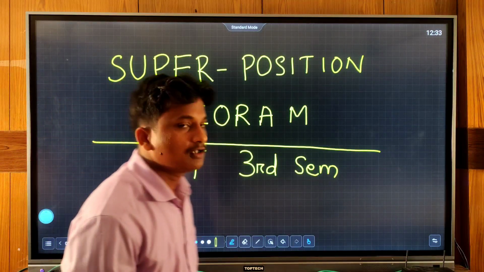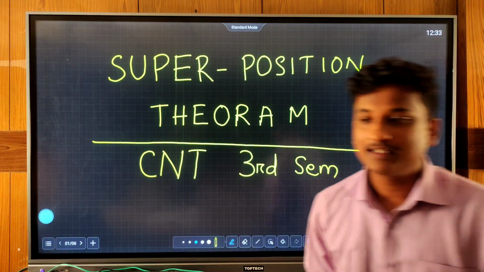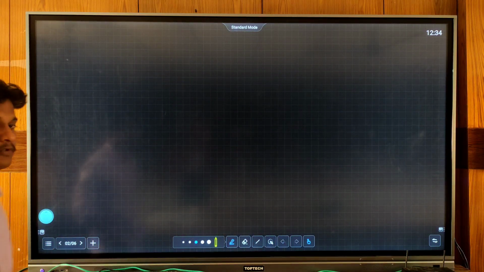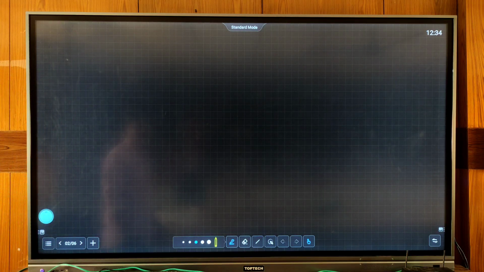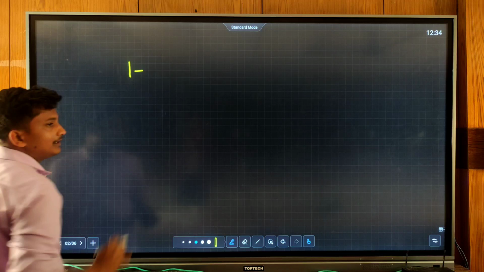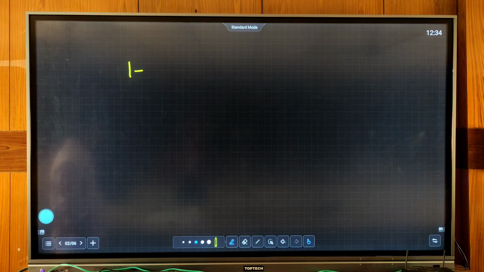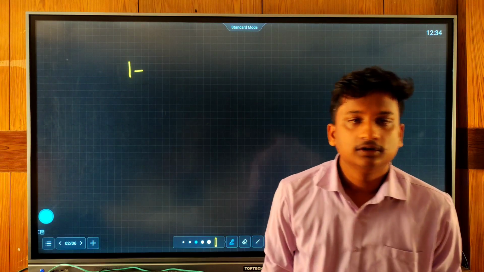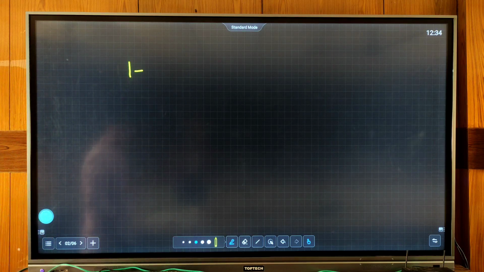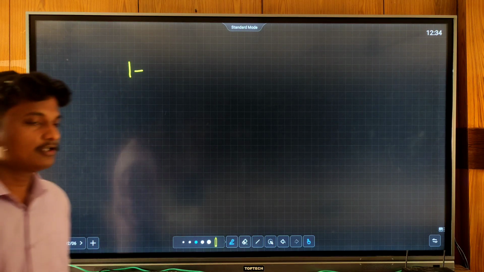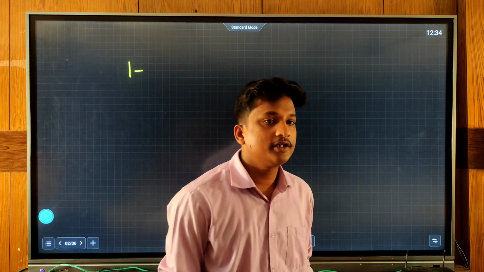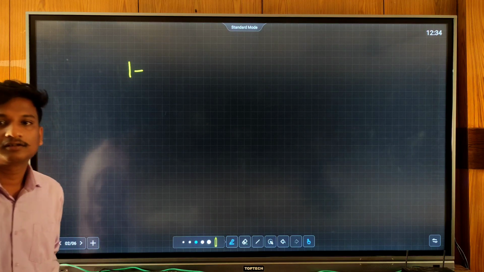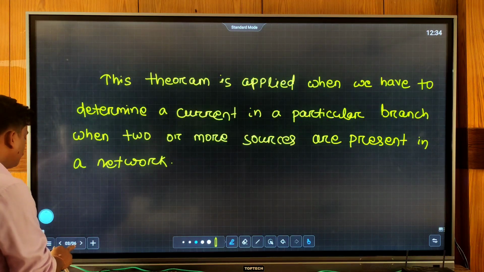So today we learn about superposition theorem, which is in our syllabus. So why do we use superposition theorem to solve a network? Basically, first, to determine a current in a particular branch when two or more sources are present in a network. Second, it is very easy to solve this network without using any differential analysis.